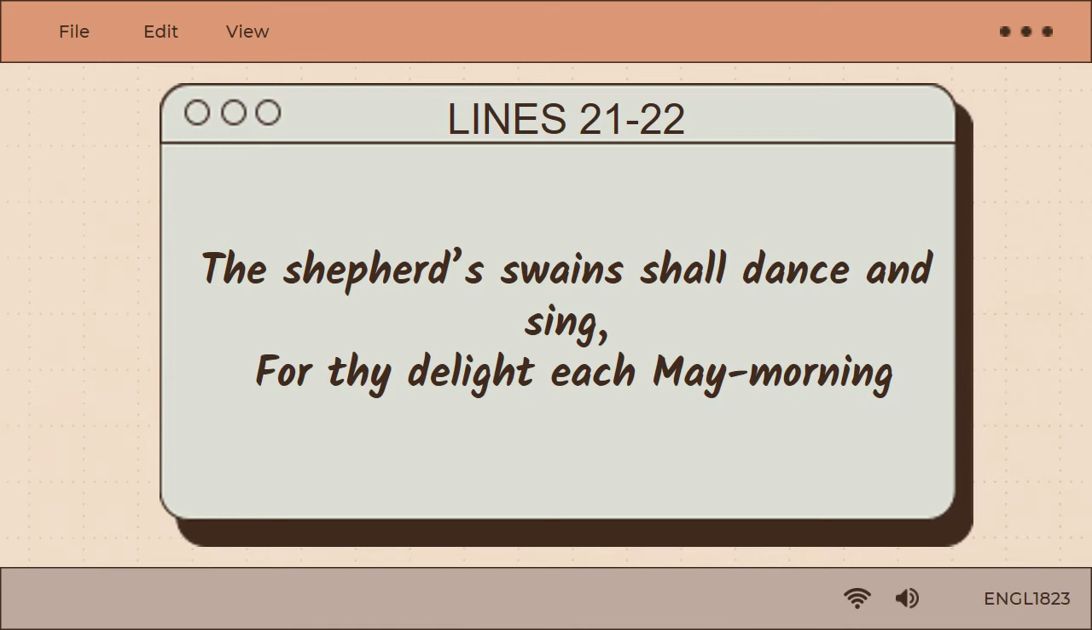Now let's discuss this whole shepherd business. If you've got shepherds in a poem, you'll probably have a pastoral. But if you've got shepherds in a poem from Elizabethan England, you also have a potential reference to good old Queen Bess herself.